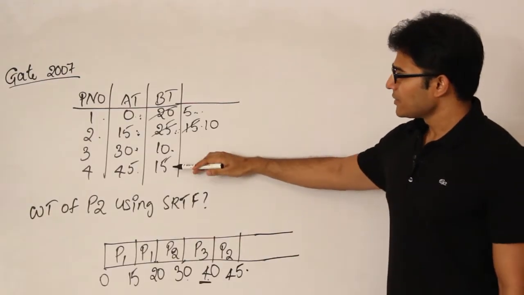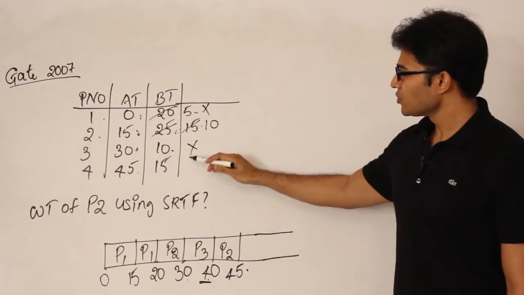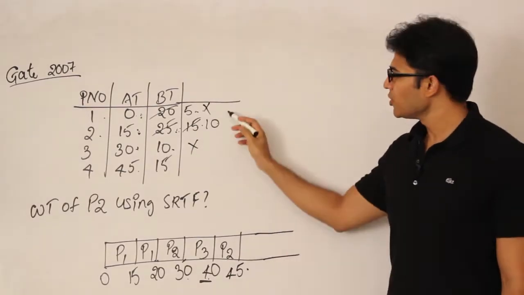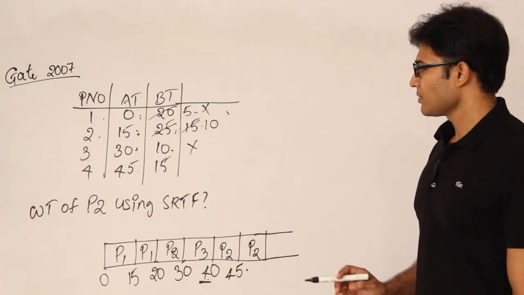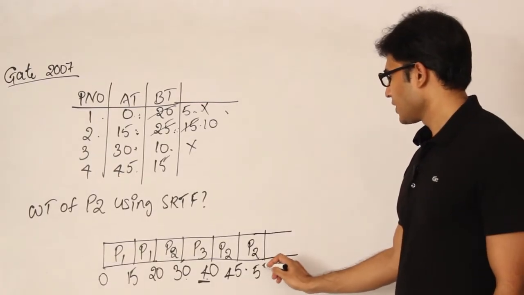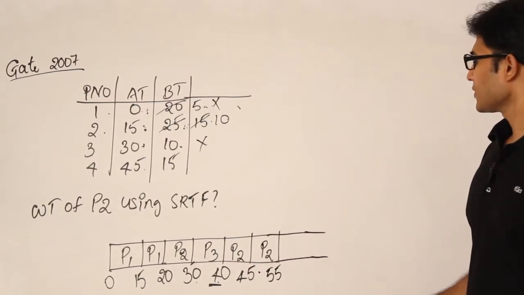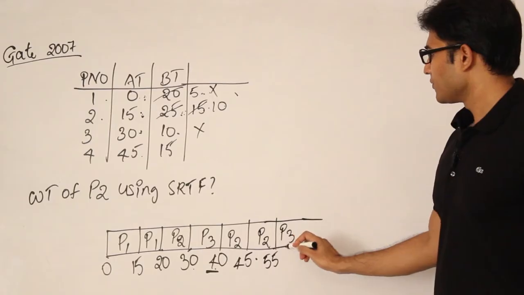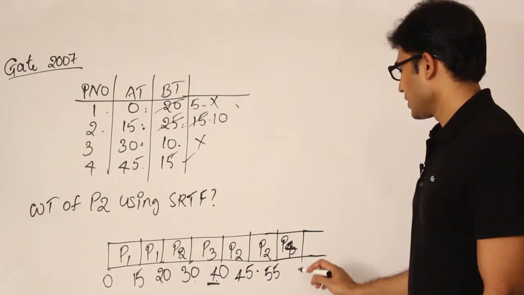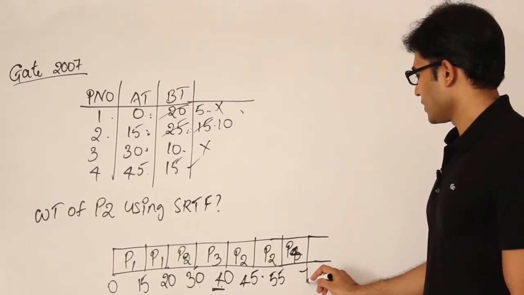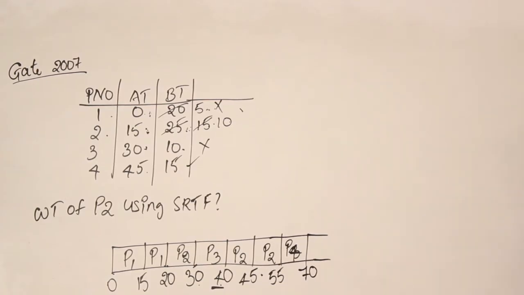So by this time all are available. P1 is over, P3 is over, now only these two are remaining, and which one should I choose? P2 itself. Therefore I'll continue running P2, right? If I run P2, how much time is remaining for that? 10, therefore 55. So 55 is the completion time for P2, right? And what about the next one? P4, right? That is the only one remaining, therefore P4. How much time does it need? 15. So if I go with 15, it is going to be 70. Got it? So that is how we could finish it off.